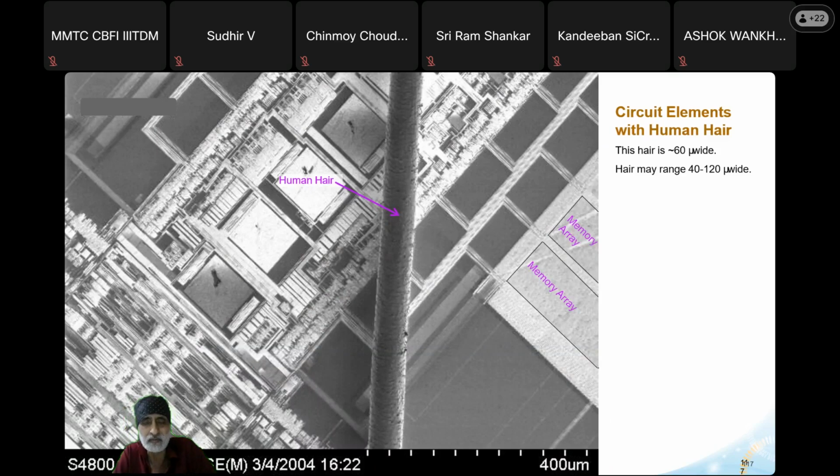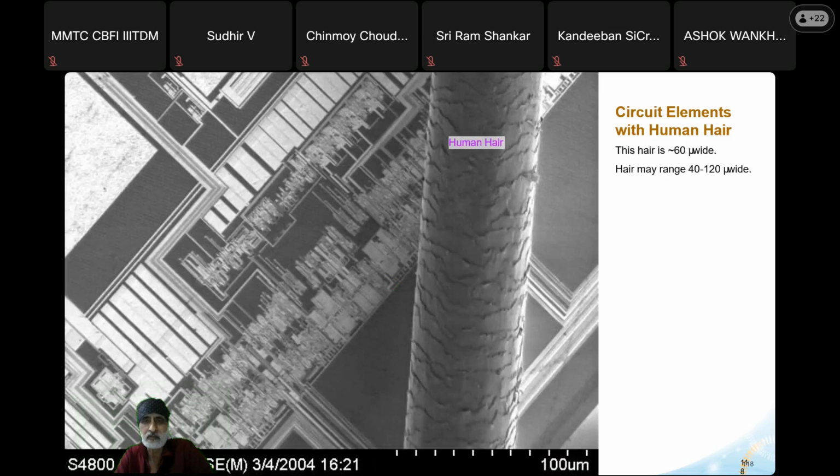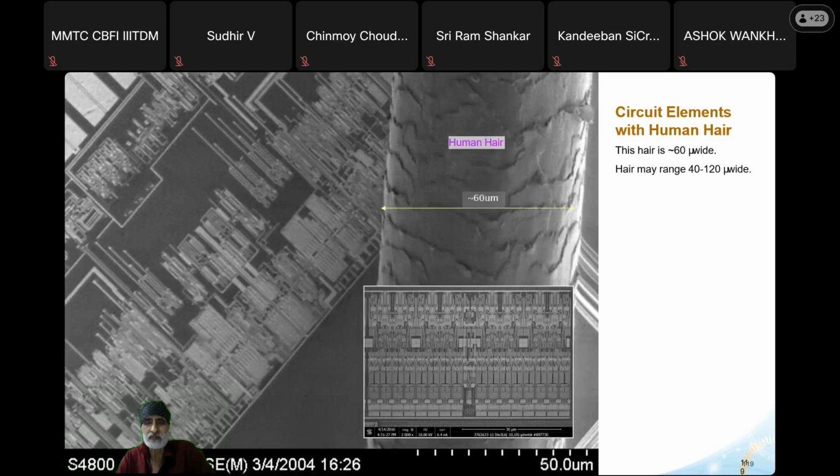Just to give you an idea of the dimension, this is the human hair. These are real pictures taken, and this is the memory array. This scale is 100 micron from here to here. Human hair can vary from about 30 micron to 100 micron. A very thick hair can be 100 micron. So you have so much circuitry in one human hair.